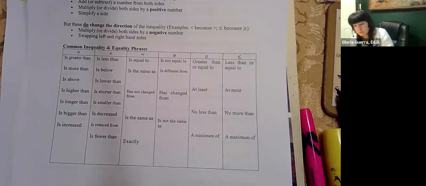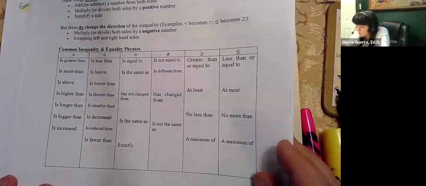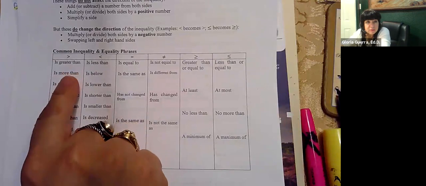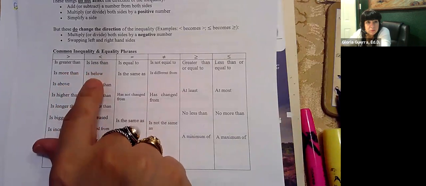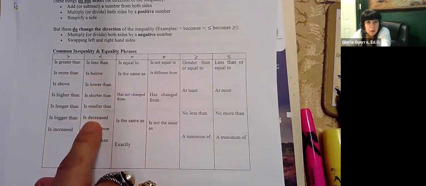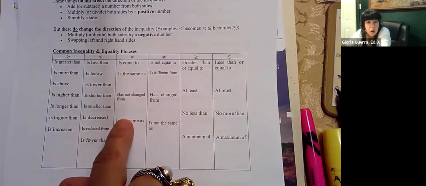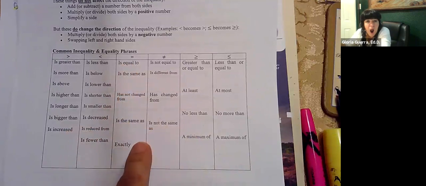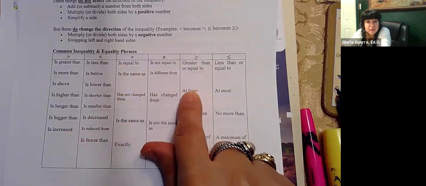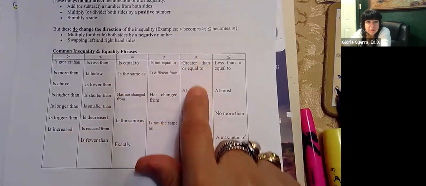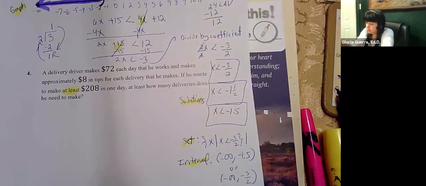Okay, so what did we say the vocabulary word was? It was at least. So if we look for at least. Here it is. See right here? At least, see the symbol right here? I'm going to write that down with the greater than or equal to. So I'm going to write that down here.